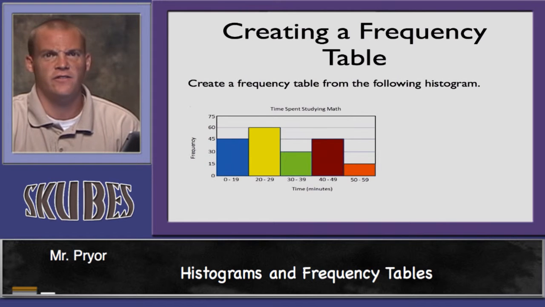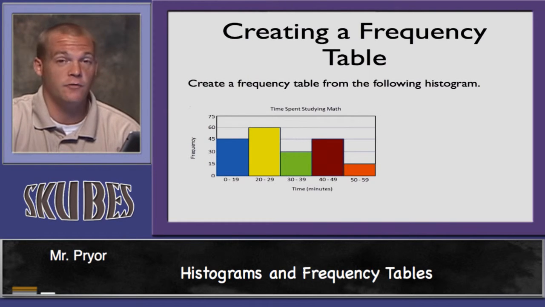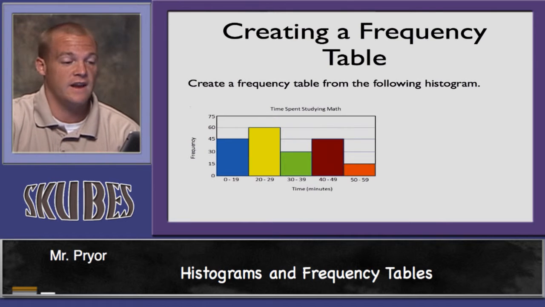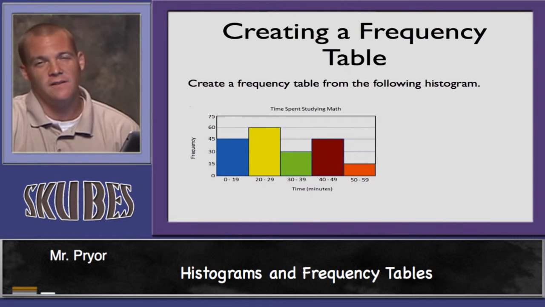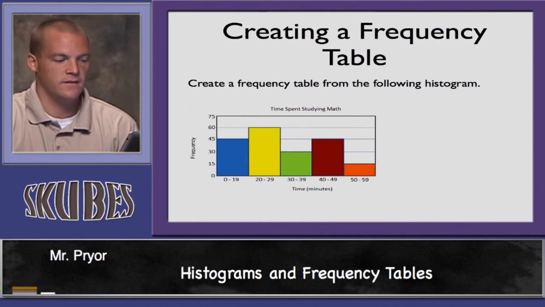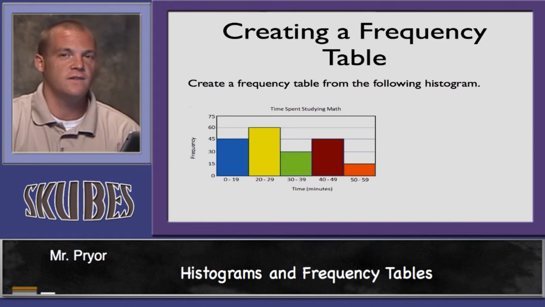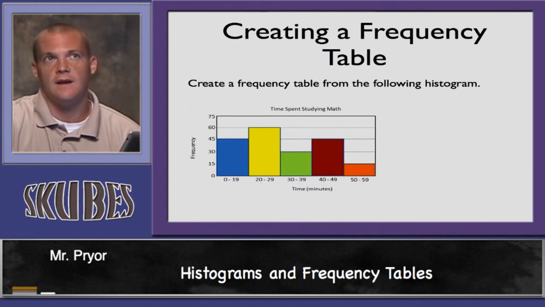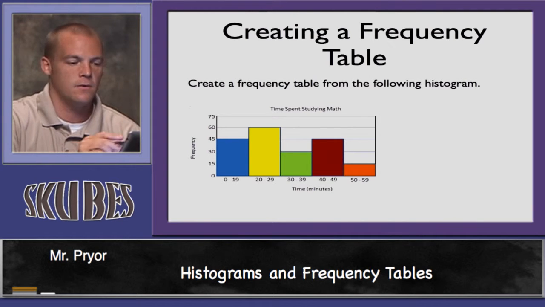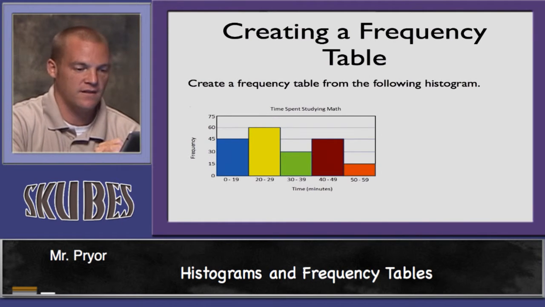This is an example of a histogram, and many times you will have to take a histogram such as this and create a frequency table from it. And this typically is going to be quite simple because all the information you're looking at on the histogram is going to go directly into your frequency table. A frequency table is very similar to an XY chart or an input-output chart, also known as a T-table. So I'm going to show you here. We're going to put time on the left here, and then we'll put frequency on the right as we create our table.